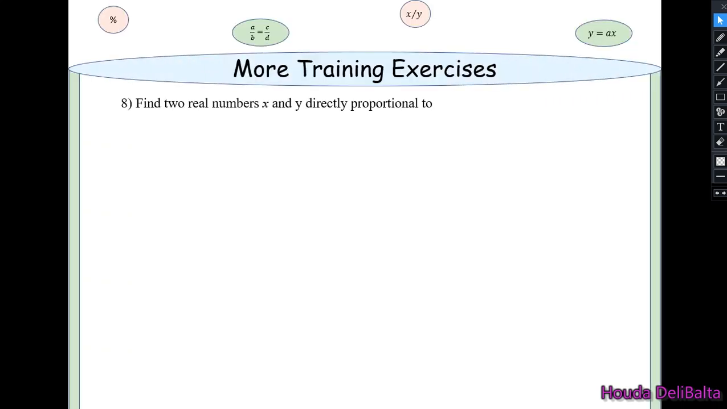And here is a different kind of exercise. Find two real numbers, x and y, that are directly proportional to 3 and 4 respectively, such that the difference of their squares is 28. So again, I need to find two real numbers, x and y, directly proportional to 3 and 4. What does that mean? How should I translate this mathematically?